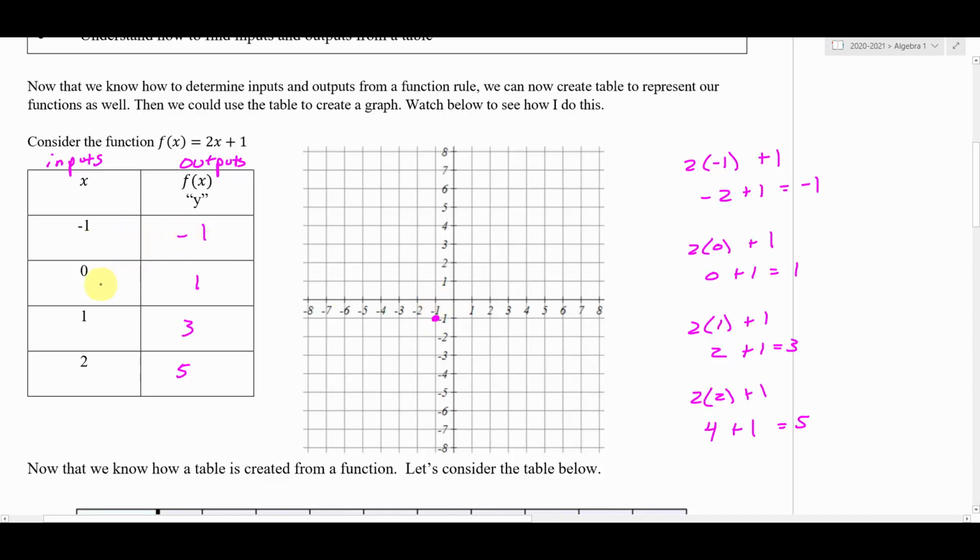So I'm going to get another one. I've got another point at 0, 1. Okay, so 0, up 1. So there's my second point from the table. The next one is at 1, 3. So that means I'm going to start at the origin. I'm going to go to the right 1 and up 3.